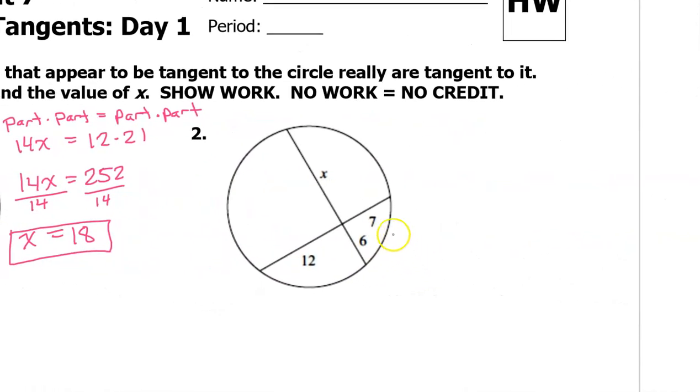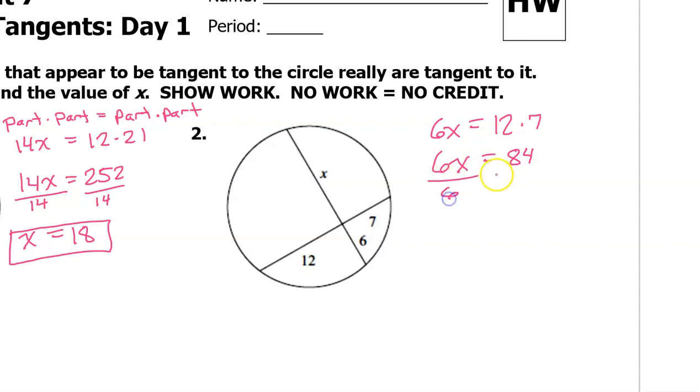Looking at problem number 2. Again, we will do part times part is equal to part times part. So looking at this chord right here, the part times part will be 6x. Looking at this chord, the part times part will be 12 times 7. And I guess I'll go ahead and just write that down for a quick second. So we will have 6x is equal to 84.